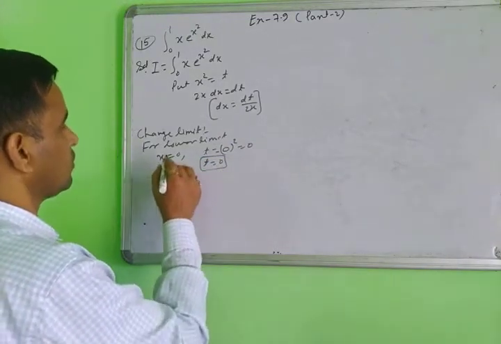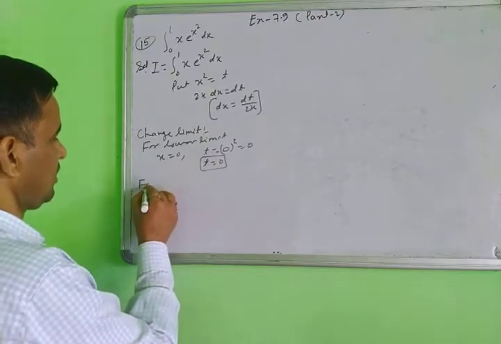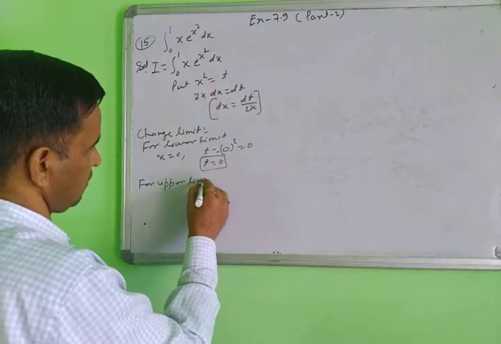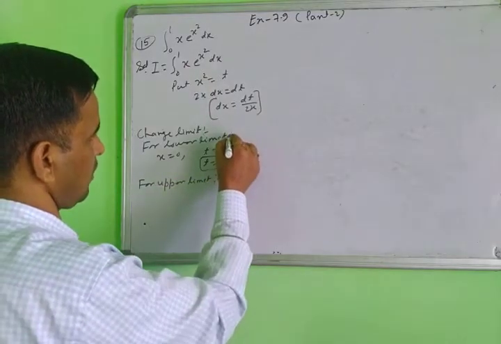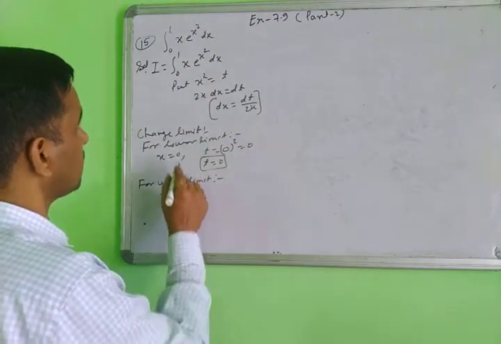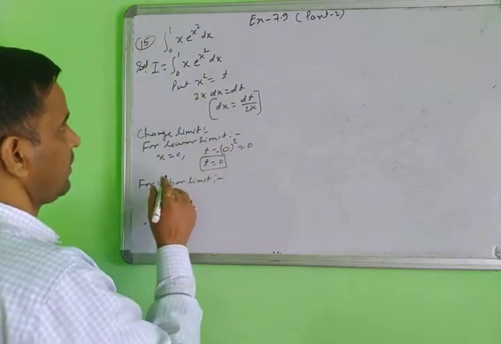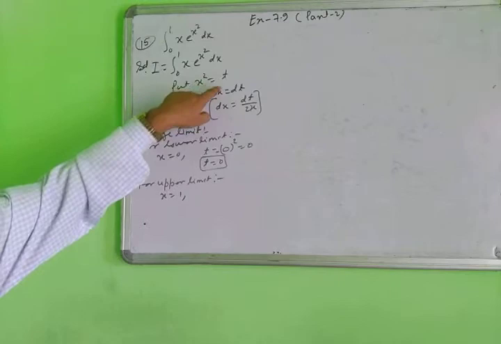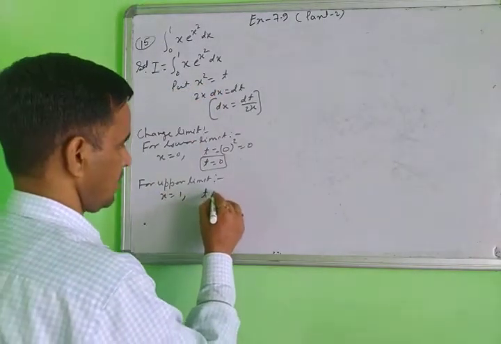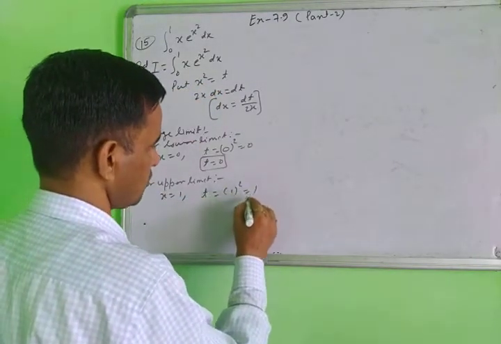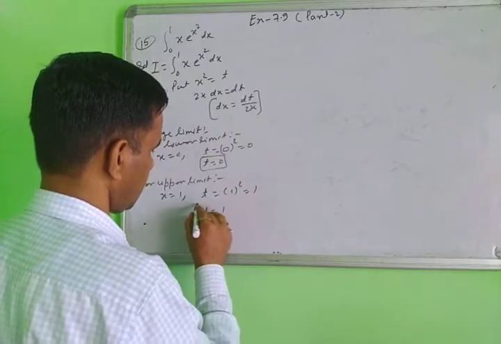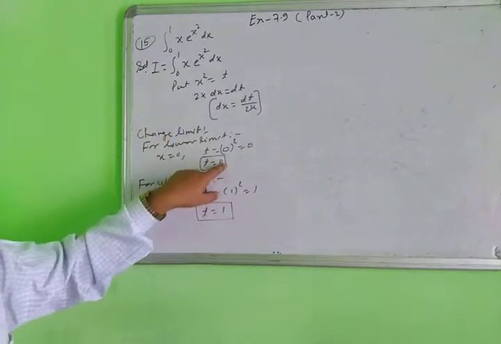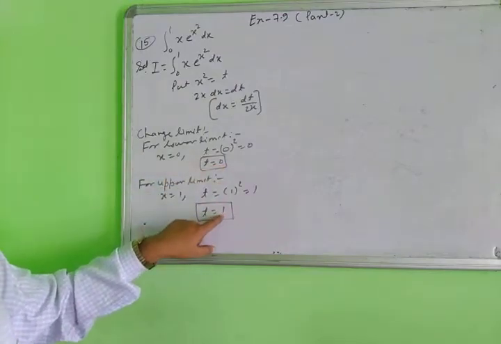When x equals 1, the upper limit, you put the value: t equals 1 squared, which is equal to 1. The value of t equals 1. Here the lower limit is 0 and the upper limit is 1.